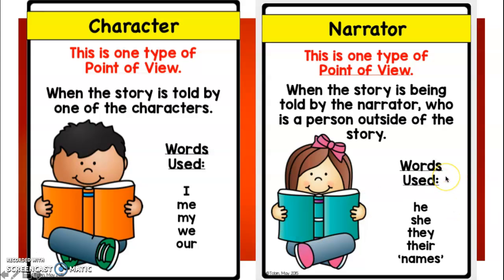If we see the clue words he, she, they, their, or the characters' names being used, so if it was saying their names like Princess Elsa or Snow White, then we know that it's a narrator telling the story. Remember, a narrator is somebody who's outside of the story. They're an outside person. They're not in the story at all. They're just telling the story from the outside.